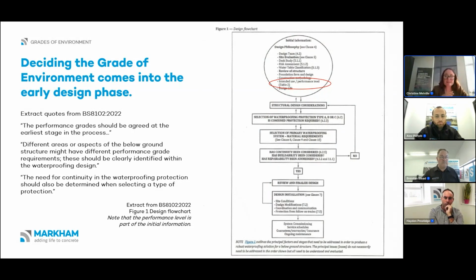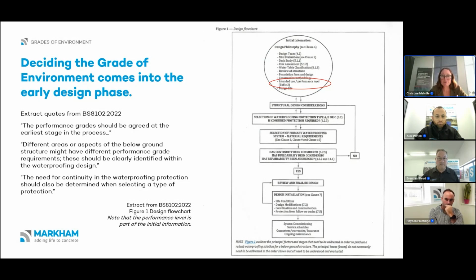So you can see this, it's not a very pretty diagram, but this comes out of BS8102 2022. So this is in the standard. If you have a copy of that, or if you don't, I'd highly recommend that you get yourselves a copy of that so that you can work through it.